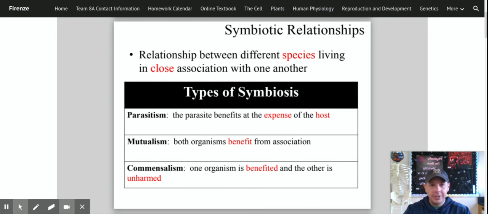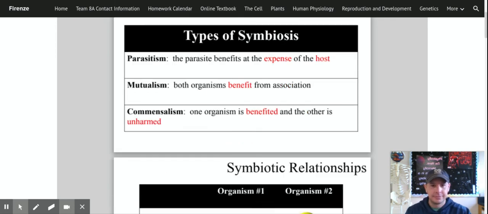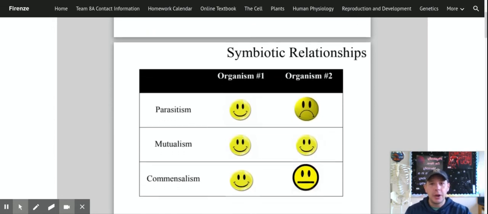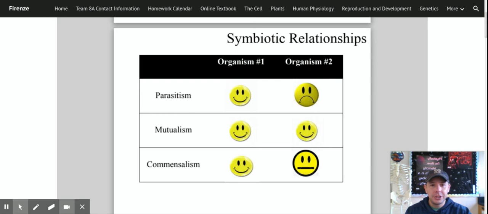Now, if you can't remember the definitions, I have another very scientific way of remembering this. Very scientific. It's with smiley faces. That's it, smiley faces. So here we go. Here is our symbiotic relationship using emojis, or what used to be emojis. So parasitism, one organism is benefited, one organism is harmed. So we have a smiley face and a sad face. Mutualism, both organisms are benefited, two smiley faces.